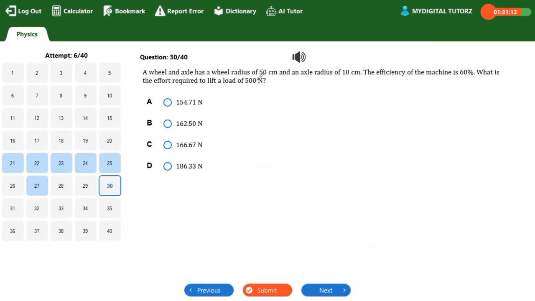Remember that this topic is on a machine, right? Mechanical energy. So whenever you have this, remember that velocity ratio is peculiar to different machines, right? So for a wheel and axle, the velocity ratio is equal to the radius of the wheel all over the radius of the axle. So take note of this. And here we have the efficiency to be equal to 60%, right? And we're given that the load is equal to what? 500 Newton. Is that correct?